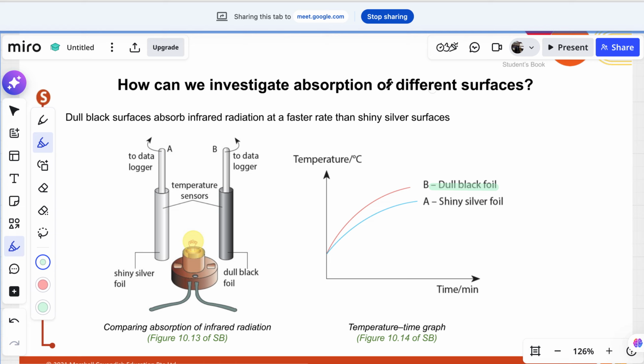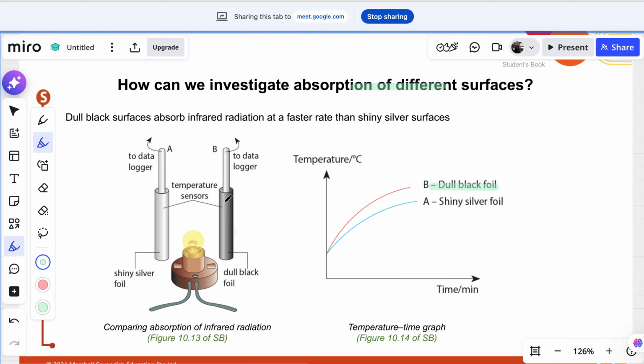So what these two experiments have shown us is that dull black surfaces are better absorbers and better emitters of thermal energy. The dull black surfaces, paper 4 questions. The dull black surfaces are better emitters and better absorbers of thermal energy. However, the shiny silver surface is a better reflector. For reflection, the silver one is better. This is what these two experiments have shown us.